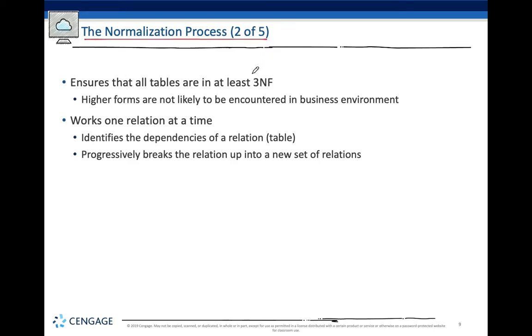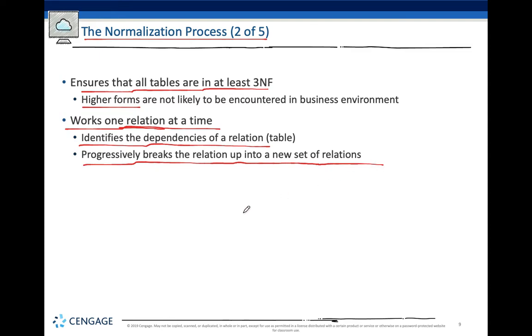So the normalization process ensures that all tables are at least in the third normal form. Okay. Higher forms like BCNF or the fourth normal form are likely not to be encountered in the business environment. The process works one relation at a time. Again, by relation we mean table. So it works one relation at a time. It identifies the dependencies of a relation and progressively breaks the relation up into a new set of relations.